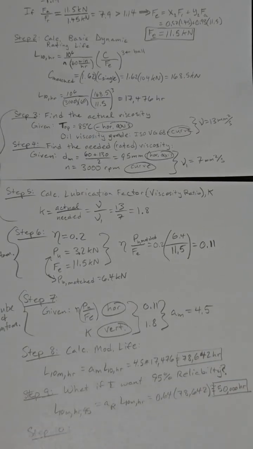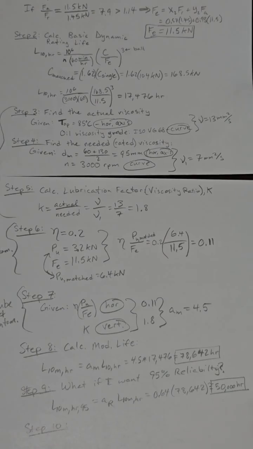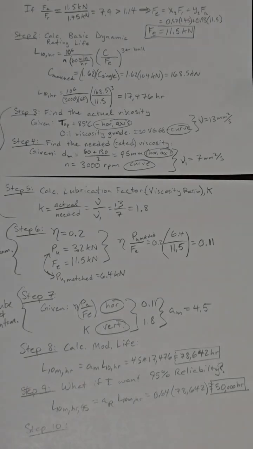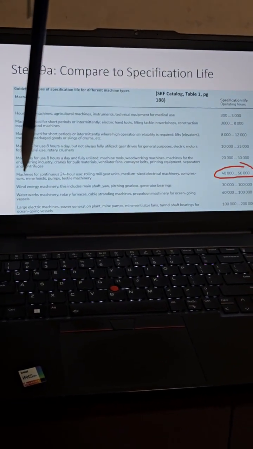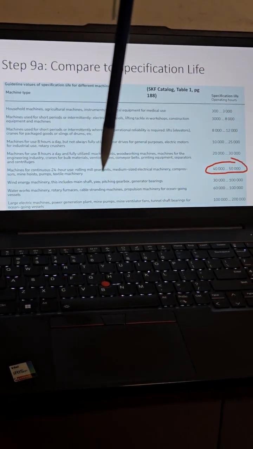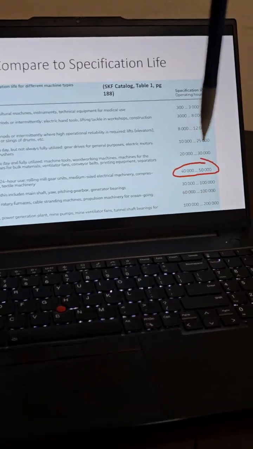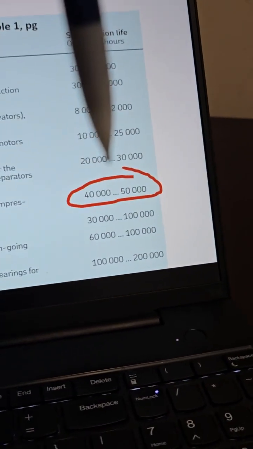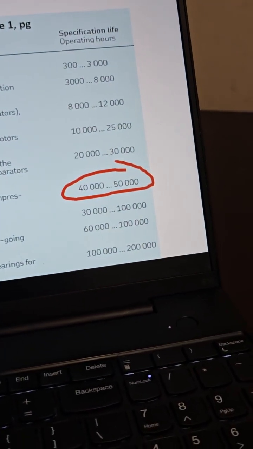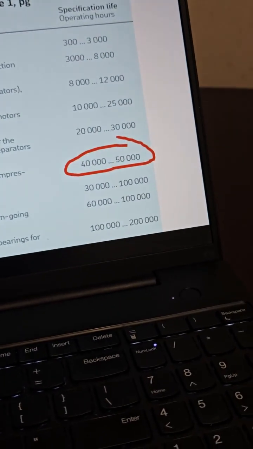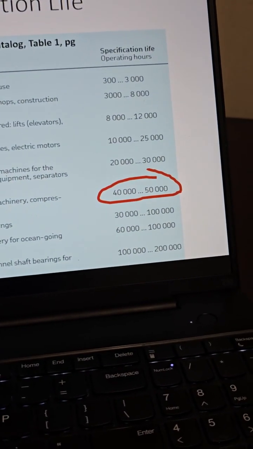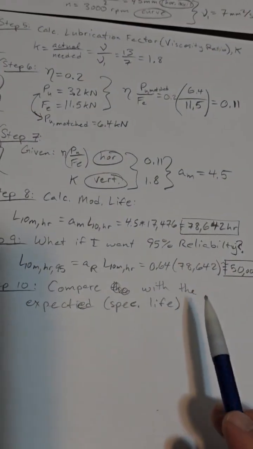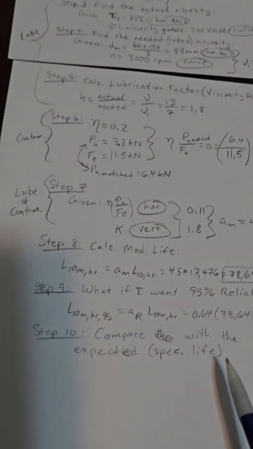And there's another step I could do, which would be compare with the expected life of this type of equipment. This is the type of machine that might be used in continuous 24-hour use. It's a pump, and the specification life for this type of machine is 40,000 to 50,000 operating hours, and that jives with the value I got, 50,000 hours. So that would give us a step 10, compared with the expected or the specification life.